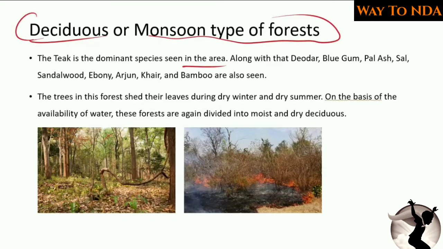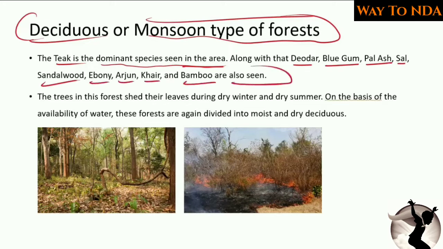So in the deciduous or the monsoon type of forest you will find that the teak is the dominant species in the area, and along with that deodar, blue gum, palash, then sal, then sandalwood, then ebony, then arjun and khair and bamboo are also seen in this area. So these are the common trees which you can find in the deciduous or monsoon type of forest. Okay, so again we will revise which are the trees you will find in the area. So mainly you will find that teak is the dominant species in this area.